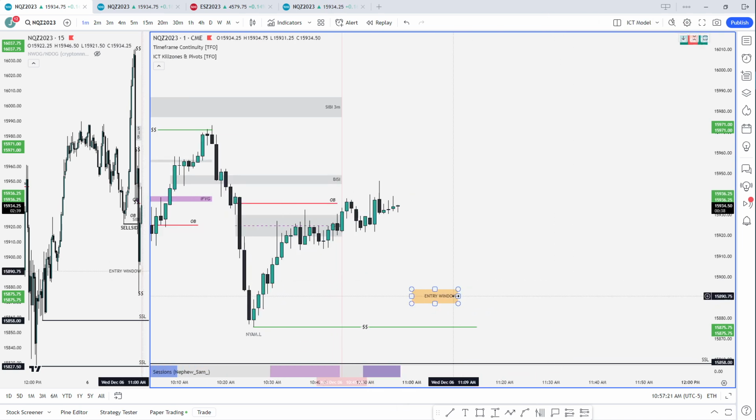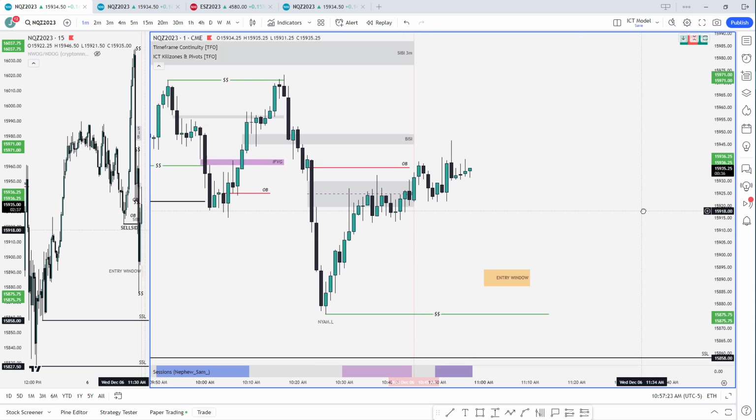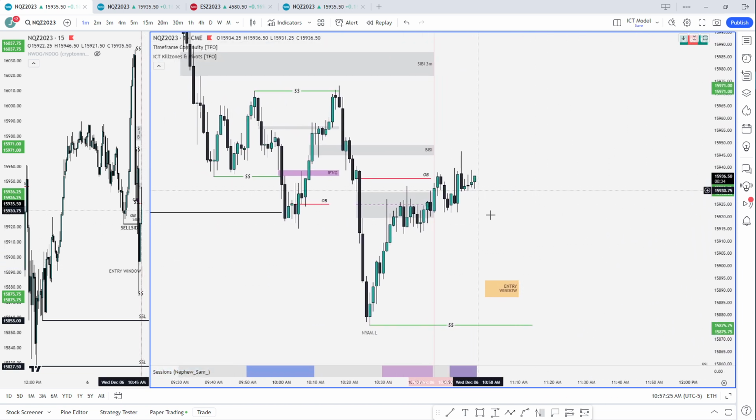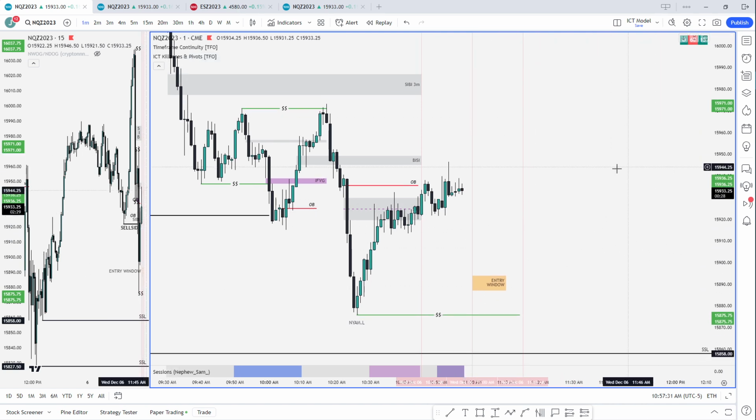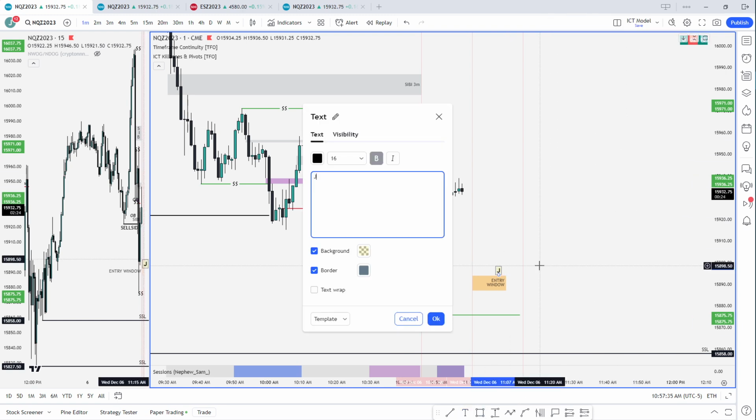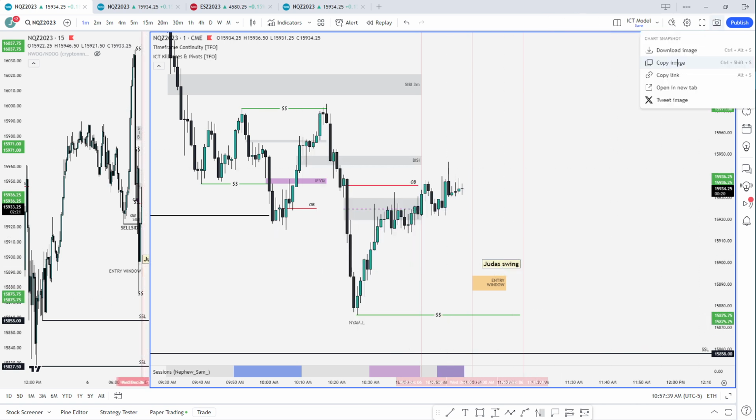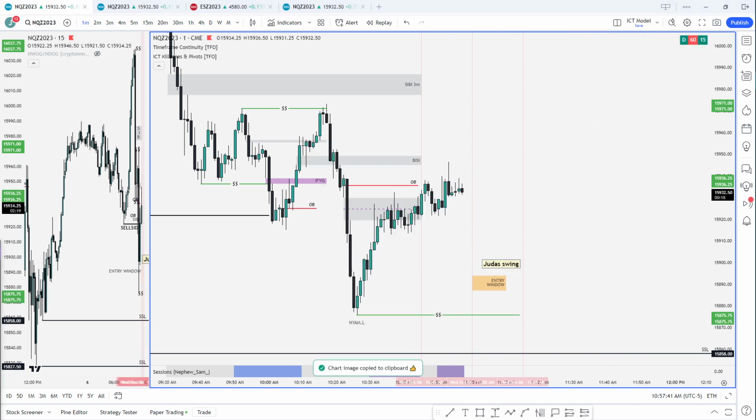Preferably, look for Judas at 11, then expansion between these two. Take a screenshot, share it to predictions chat.